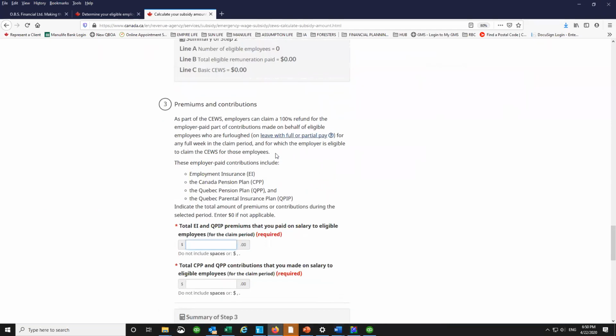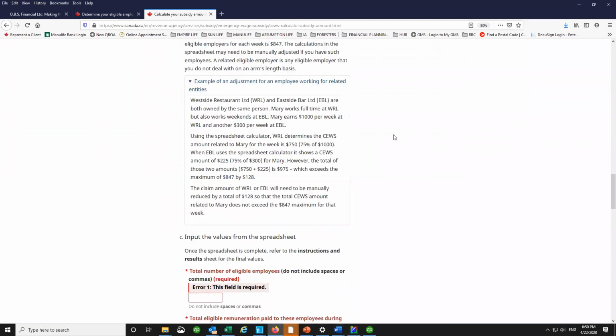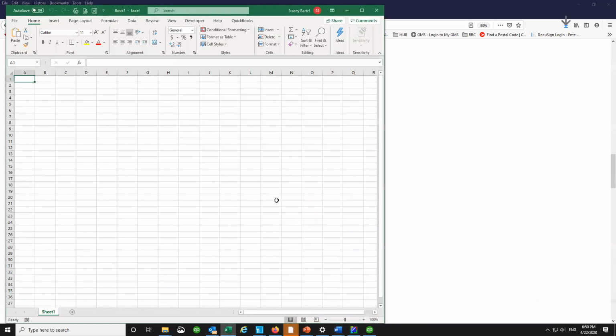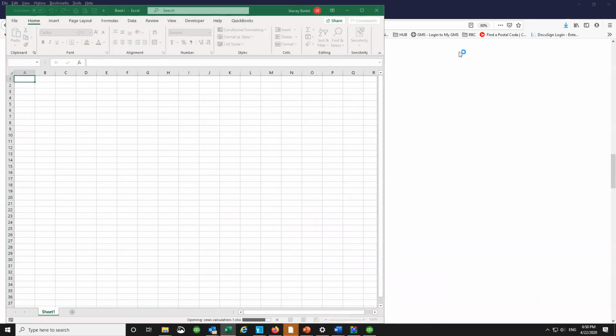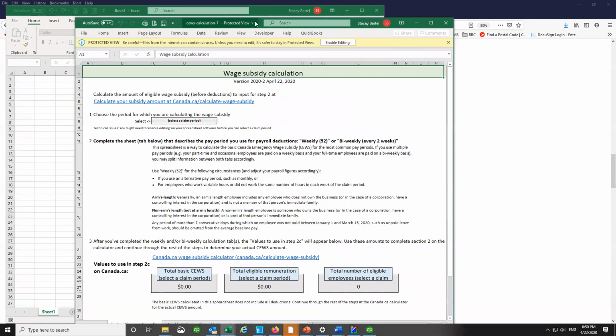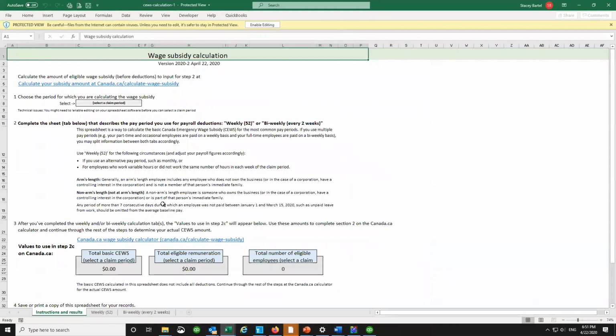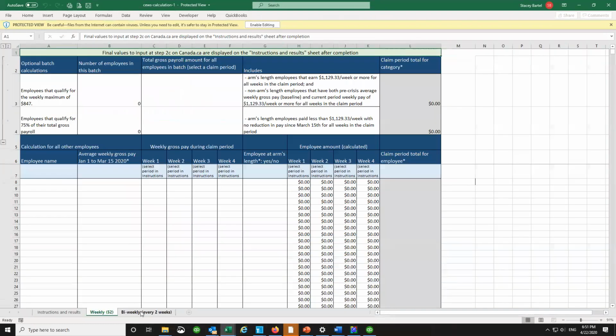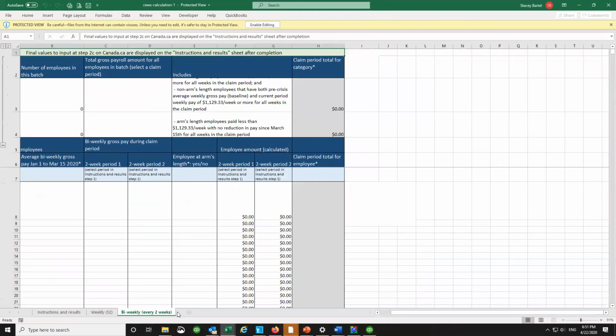So first things first, let's download the calculator, shall we? We're going to click on download the calculation spreadsheet, and it's going to open up in Excel. Let it open up, and what you're going to see is it's made of 3 pages. The first worksheet is instructions and results. So we don't fill anything out on here. This is what you're going to use at the end. Then there are 2 spreadsheets. One if you pay your employees weekly, and one if you pay them bi-weekly. So you would select one of these sheets.